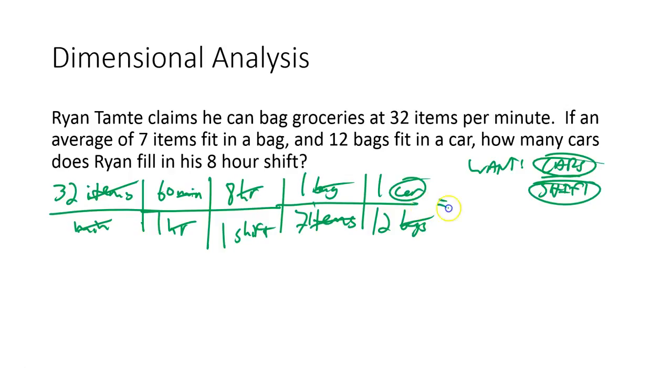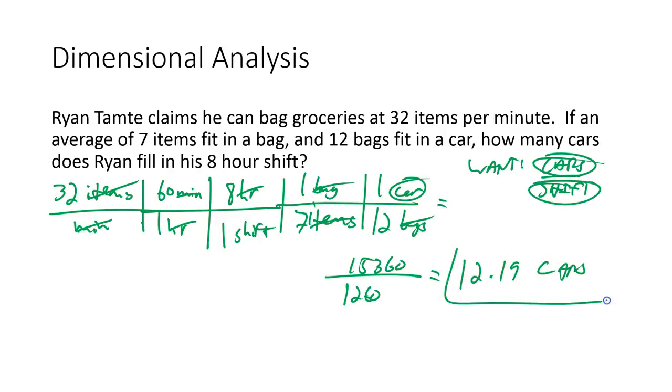Now we should multiply straight across the top. So I'm going to grab my calculator. 32 times 60 times 8, I get 15360. Divided by 7 times 12, so 7 times 12, I get 84. So 15,360 divided by 84, I get 182.86 cars that he fills in an 8-hour shift. That's all there is. Let's try another one.